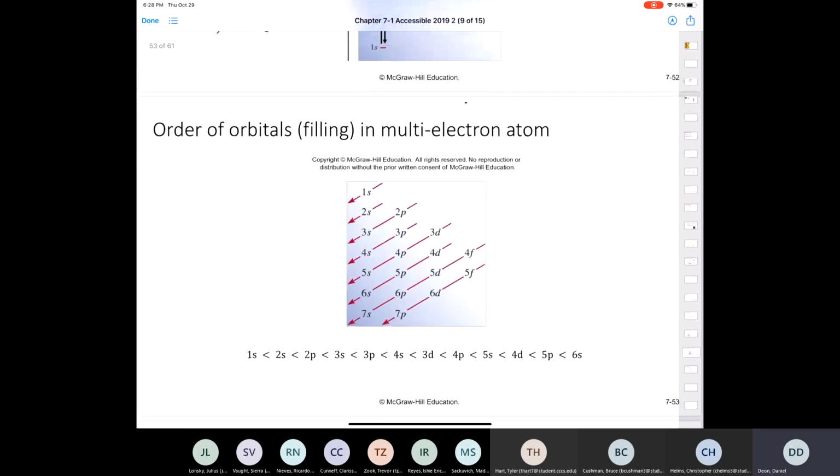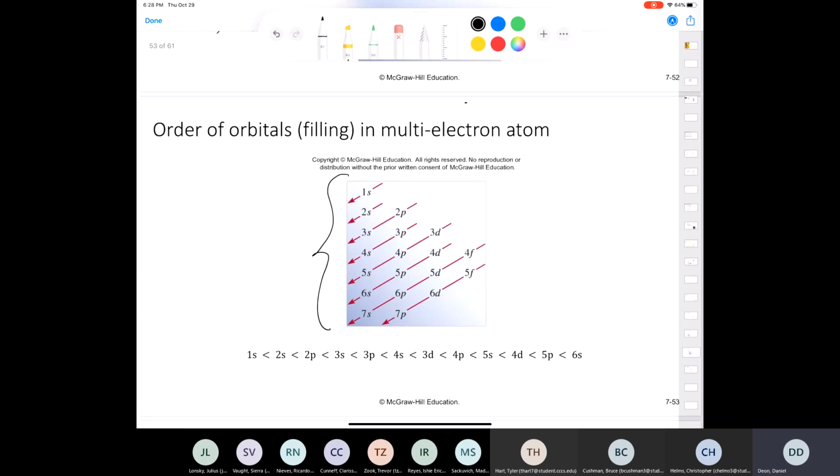For the order of filling orbitals in a multi-electron atom, you can use this table right here. It's outlined in our book. I used to teach it in detail in this class, but I gave up. The reason why is because if you use the order that I showed you in the periodic table, it follows this exact order, going from a 1s to a 2s, to a 2p, to a 3s, to a 3p, to a 3d.